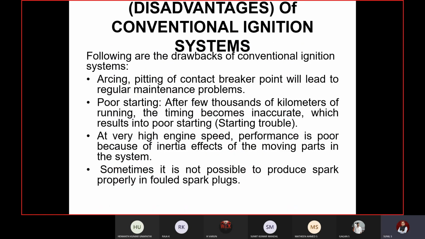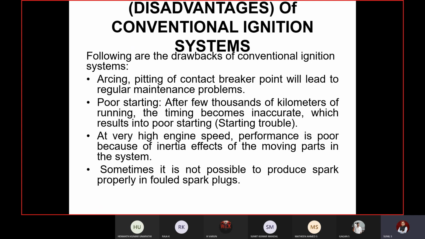So we have discussed about what are the disadvantages. Yesterday we had stopped at this point. So what are the disadvantages of this conventional or battery ignition system? This is a day-old system. So first problem is arcing, pitting of contact breaker point.